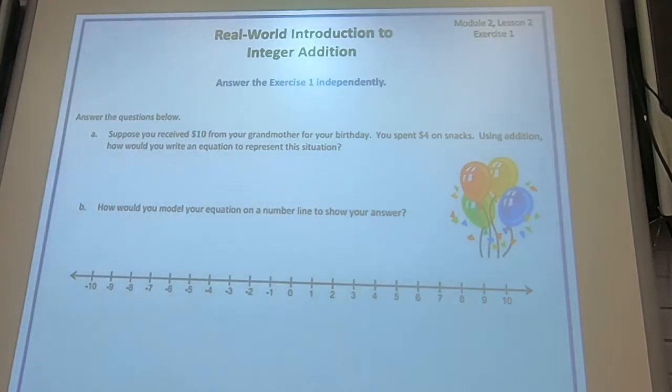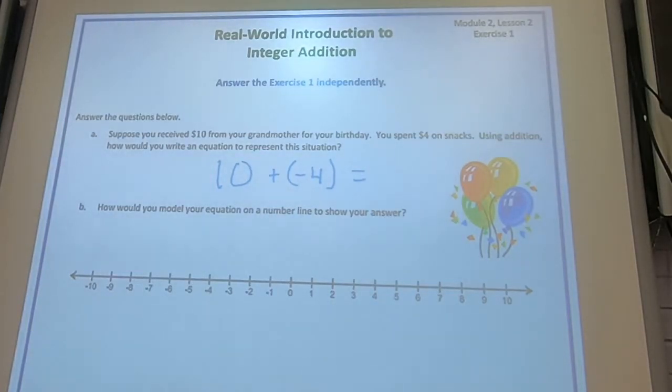Alright, if you received $10, that means it's positive. And since we're only doing addition today, it may seem like you're actually subtracting 4, but since we're doing addition, you spent 4, so we're going to add negative 4. Now, since they want you to write an equation, that means it has to have an equal sign. The word equal is in equation. That's how you know that. So let's find the answer to that.